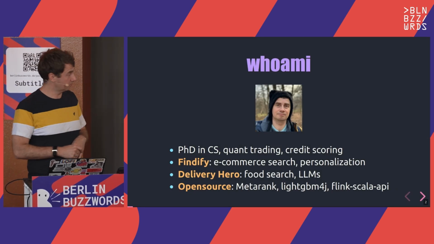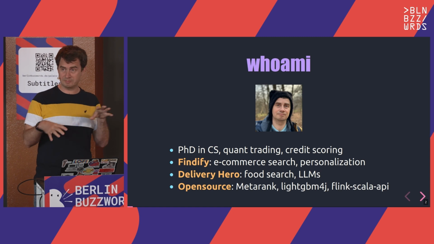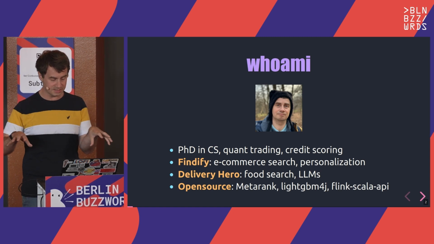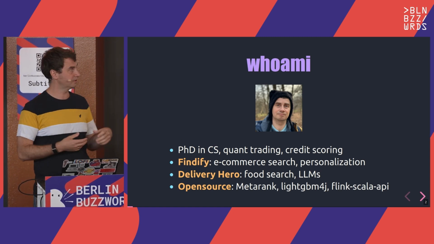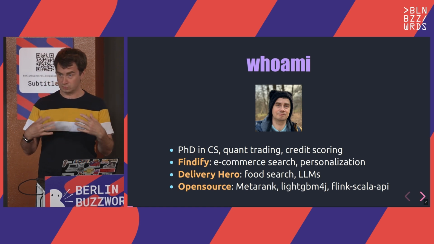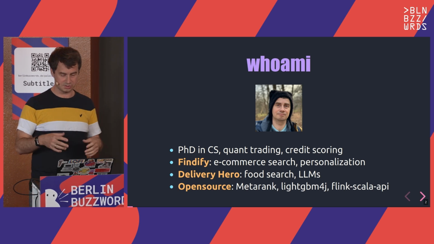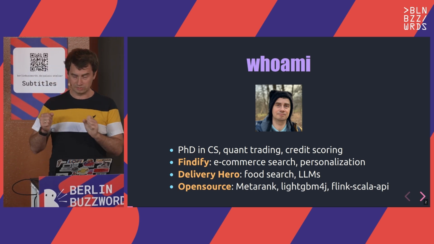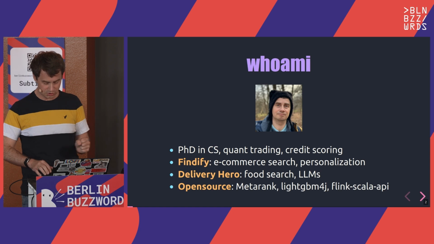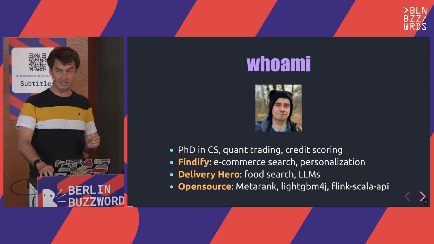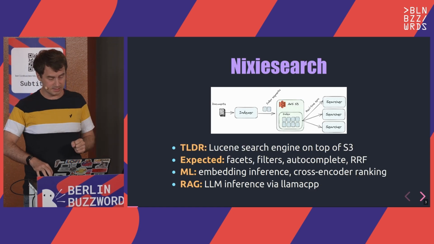A couple of words about myself. I'm coming originally from academia, applying machine learning to different areas, mostly e-commerce search. Currently, I'm working at Delivery Hero on food search and food delivery, and I'm also maintaining a couple of open source projects. One of them is MetaRank, old school learn to rank personalization for your search, like it's 2019. And the second one is a search engine.